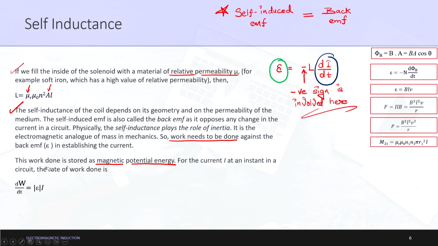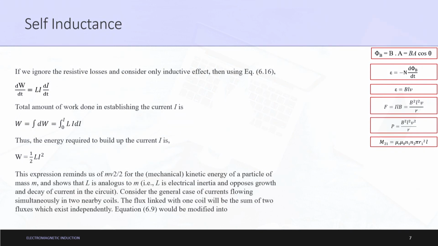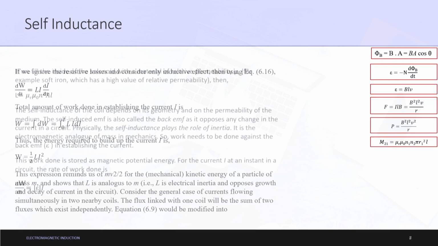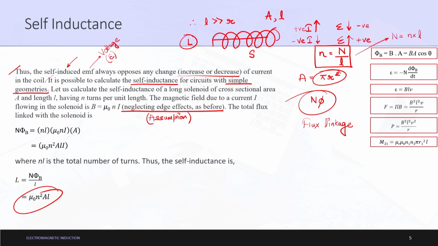So this is a typical physics equation, that the change in work done is nothing but epsilon into I. If we ignore the resistive losses, as for ideal conditions we always remove all the leaky things, or in the last concept also we were talking about one of the assumptions that edge effects have to be neglected. So these assumptions are being kept so as to find the ideal thing. Every small error is being removed so as to find the ideal equation.